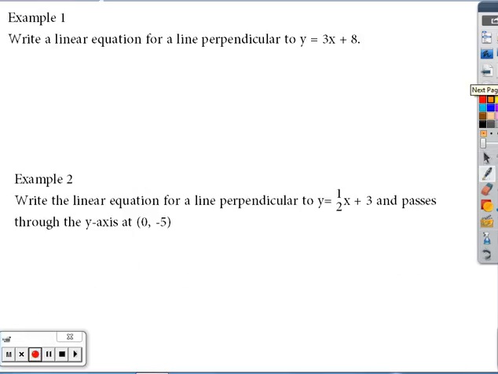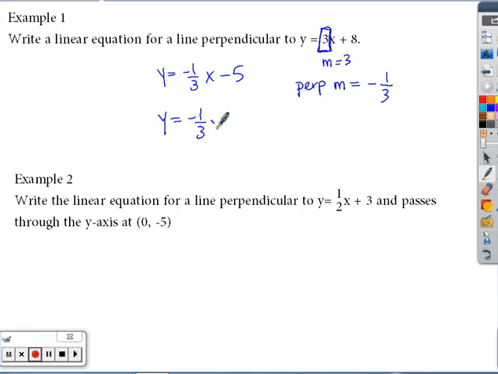Do a couple problems. Write a linear equation for a line perpendicular to y equals 3x plus 8. Again, key idea here is only the slope matters. So the slope of this line is 3. The slope of the perpendicular line, the perpendicular m, is going to be -1/3. So opposite, reciprocal. Now it doesn't give me any other information, so I can write any equation I want. y equals -1/3 x, and I'm going to say -5. But I could have said y equals -1/3 x plus 100, or any number in between.